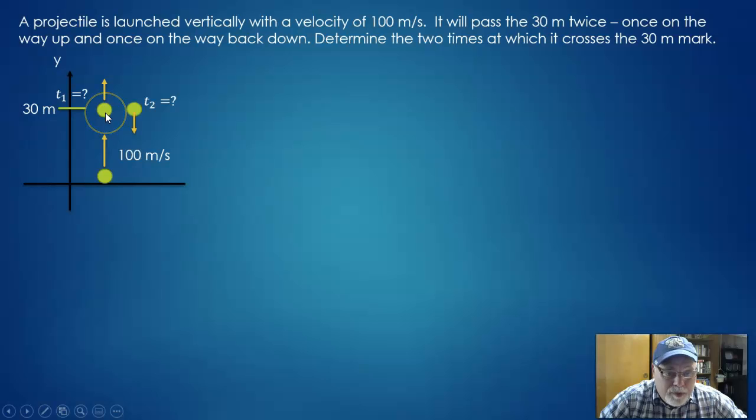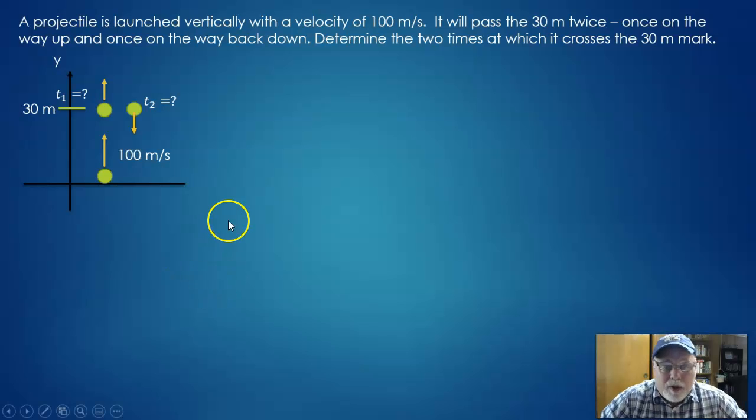On the way up, he's going to cross the 30-meter mark, going up, and then on the way down, he's going to cross the 30-meter mark. And what we want to know is, what time is he going to get here? We're going to call that T1. And what time does he get here? We'll call that T2. Okay, so that's a picture that helps me kind of get oriented to where I'm headed.